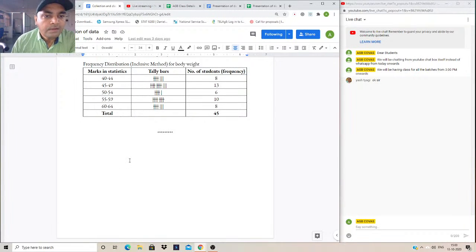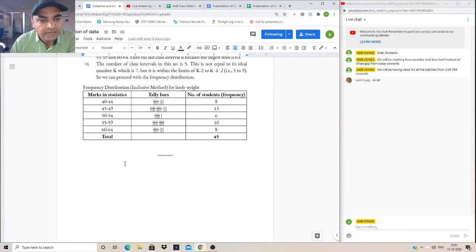Okay, good afternoon, students. In the last class, we left this last example about making a frequency distribution using the inclusive method. I have told you the method. I have shown you on a piece of paper how to mark these tally bars and how to count the number of occurrences of a particular value. Accordingly, I have prepared this table.